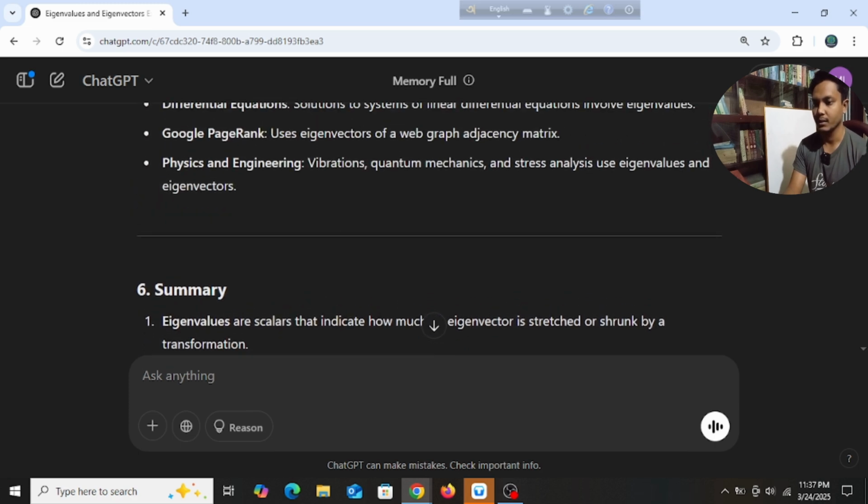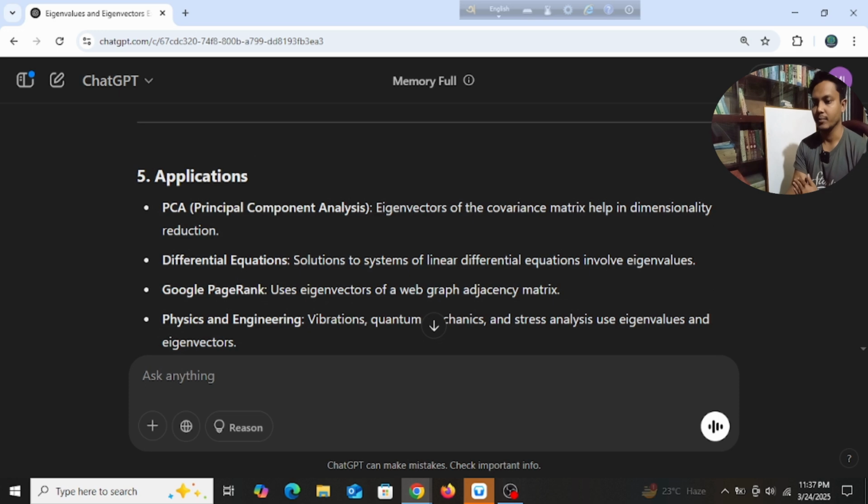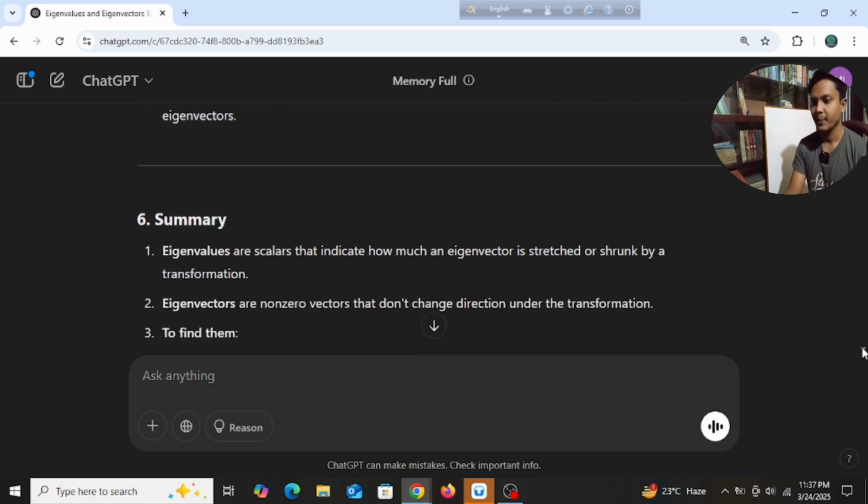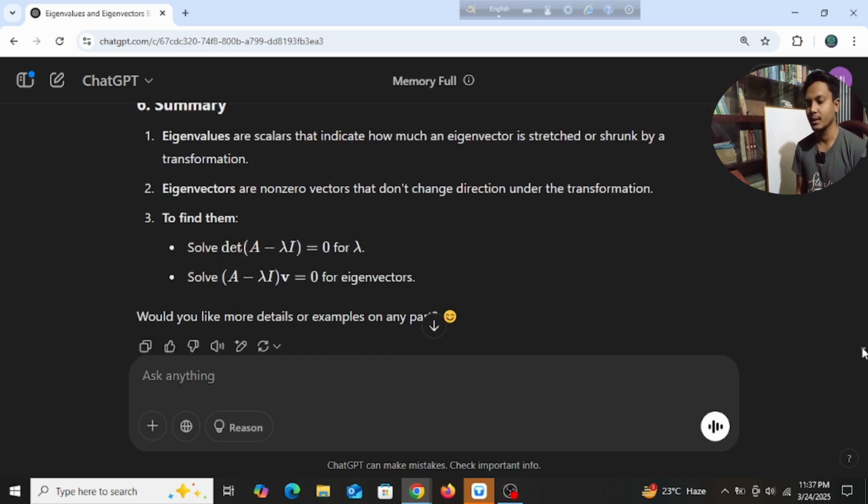You see the summary here. Applications: PCA, principal component analysis, where eigenvectors of the covariance matrix help, differential equations, Google PageRank. You can see here, summary. Eigenvalues are scalars that indicate how much an eigenvector is stretched or shrunk by a transformation. Eigenvectors are non-zero vectors that don't change direction under the transformation. To find them, we have these formulas.